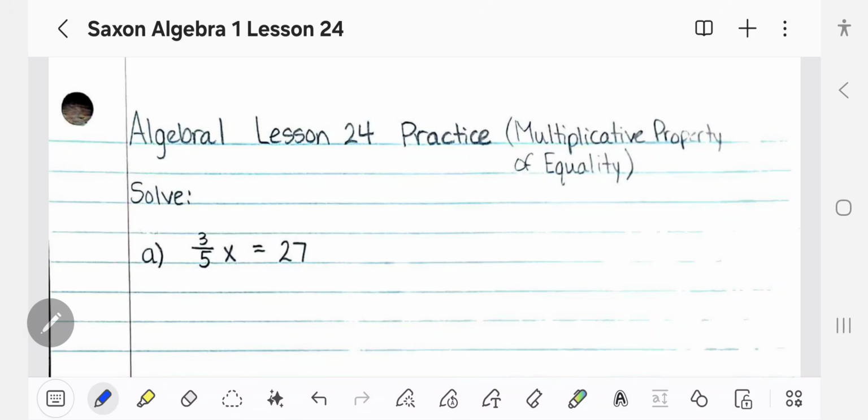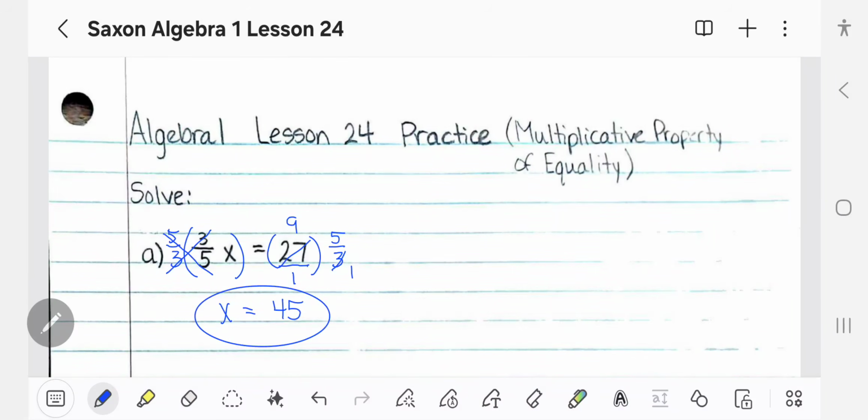A, 3/5 x is equal to 27. They're multiplying by 3/5. We could divide by 3/5, or we could multiply by its reciprocal, which is the same thing as dividing. So let's multiply both sides by the reciprocal, and we'll see that these will cancel out, and we get x is equal to, we can put the 27 over 1, and we can see that we can cancel. How many 3's are in here? 1. How many 3's are in here? 9. 9 times 5 is 45. So the answer to A is 45.